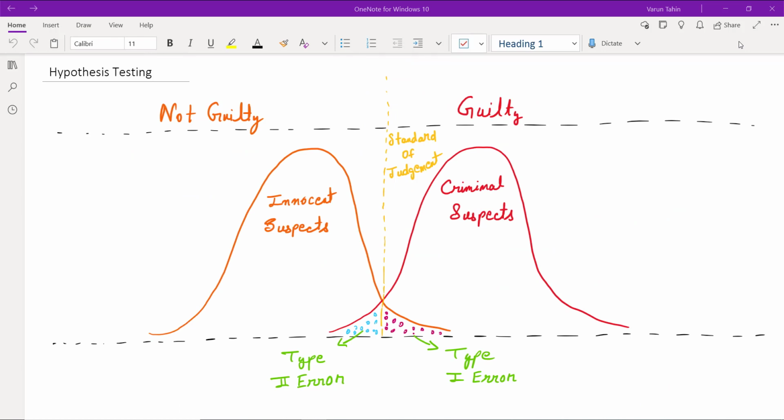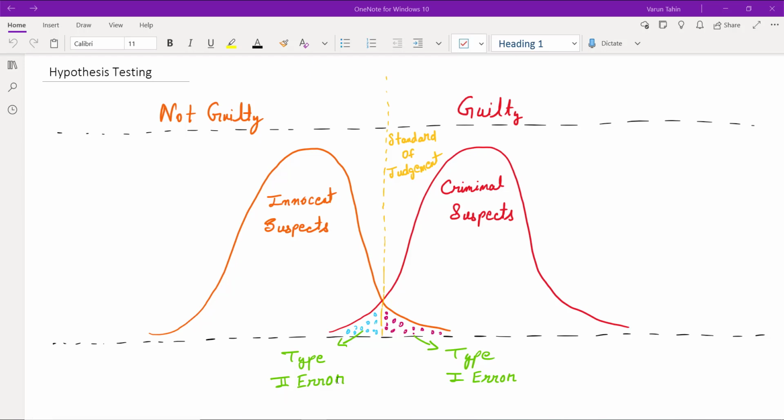So you can see that innocent suspects and criminal suspects are lying here in the graph, which is a normal curve in both the cases. And when we observe the area under the curve for the innocent suspects, which is crossing the criminal suspects, we can mark that area as type 1 error. And when criminal suspects cross over innocent suspects, it is a type 2 error.